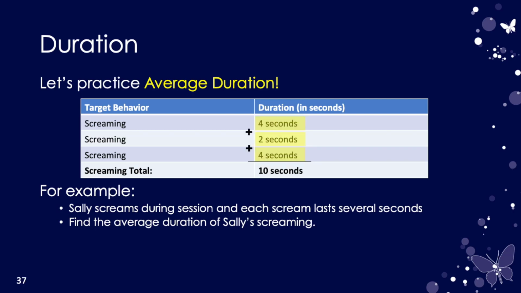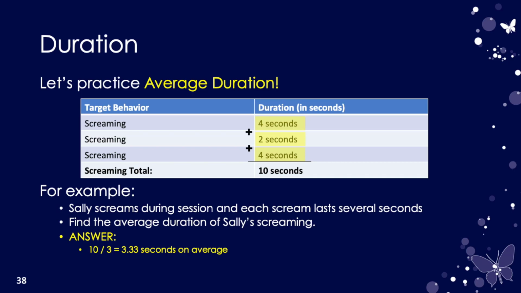Let's solve it. Did you calculate by adding all occurrences of screaming? Then dividing the total duration by 3, since there were 3 occurrences of behavior. If you did this, then you are on the right track. If you had difficulty, no worries. We'll look at one final example.